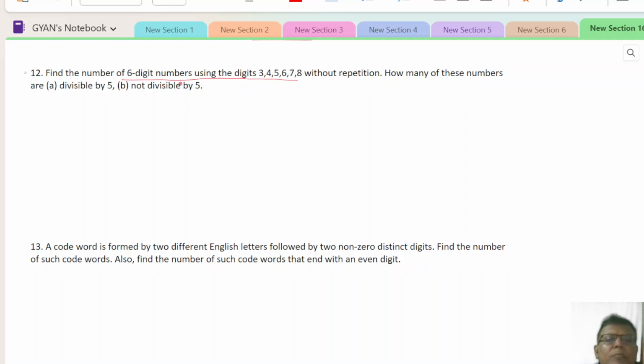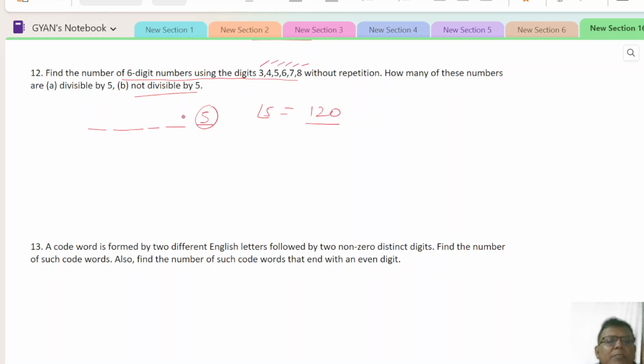Now we will be solving a few more questions. Like a six-digit number using the digits 3, 4, 5, 6, 7, 8, without repetition. How many of these numbers are divisible by 5? So it should be divisible by 5. That means the last digit should be 5. So how much space is for the remaining digits? Total 5 digits, the last is already fixed. So factorial 5. Factorial 5 is 120.